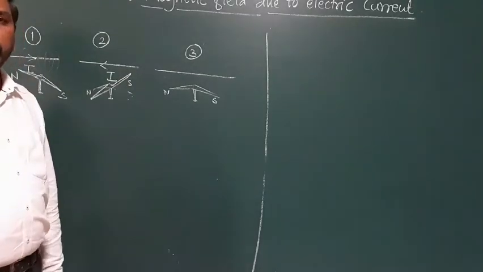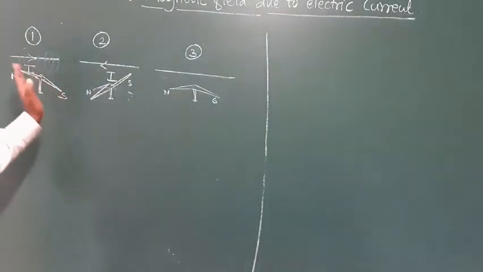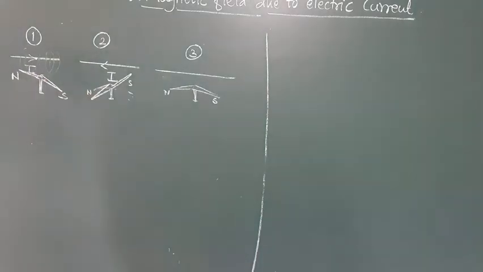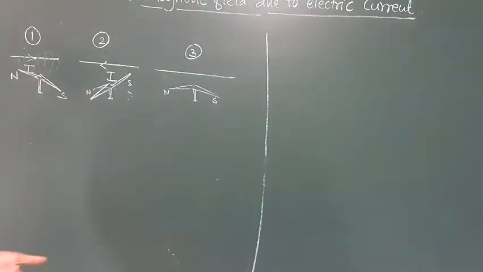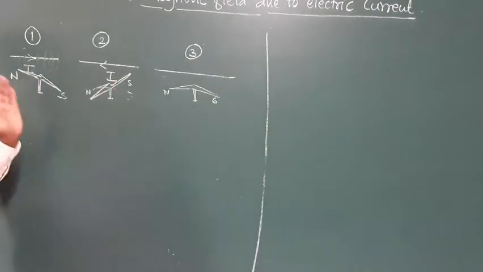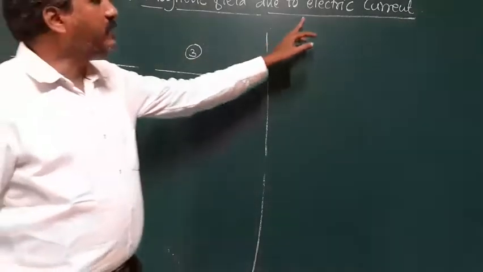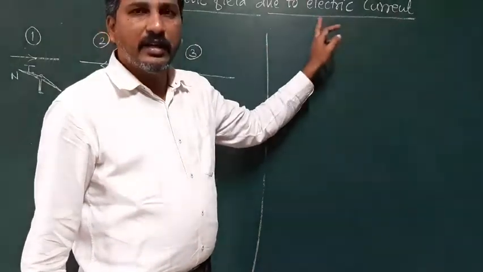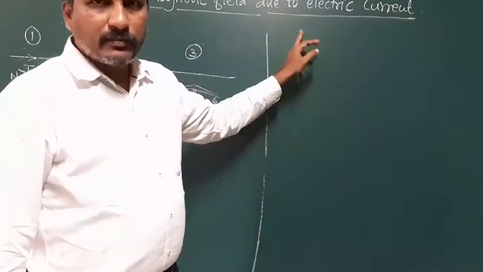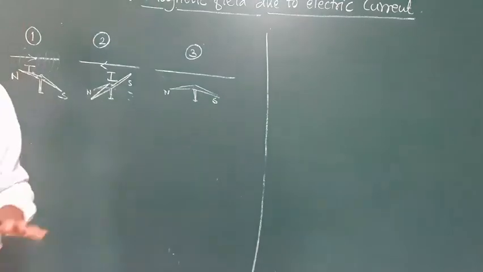So we can easily conclude that when current is flowing through a conductor, a magnetic field is produced around the conductor. The first question is how the magnetic field is produced. The answer is very simple: when electric current is flowing through the conductor, a magnetic field is produced.